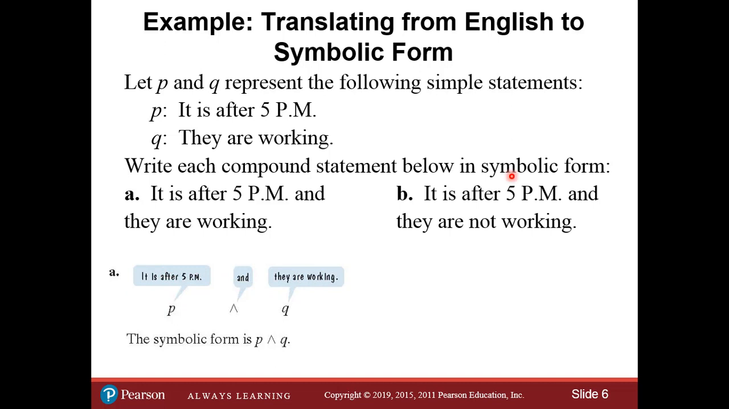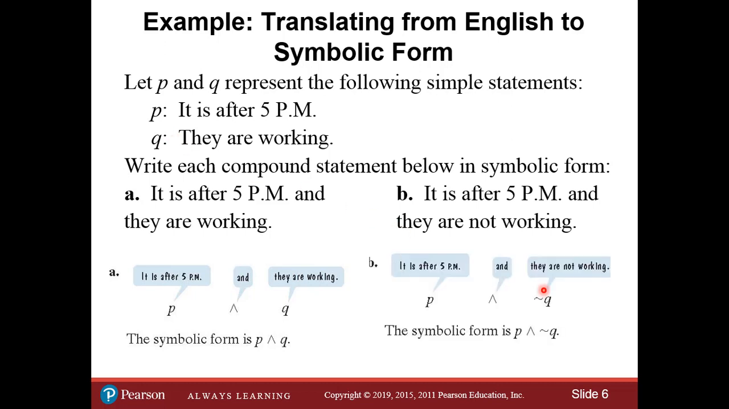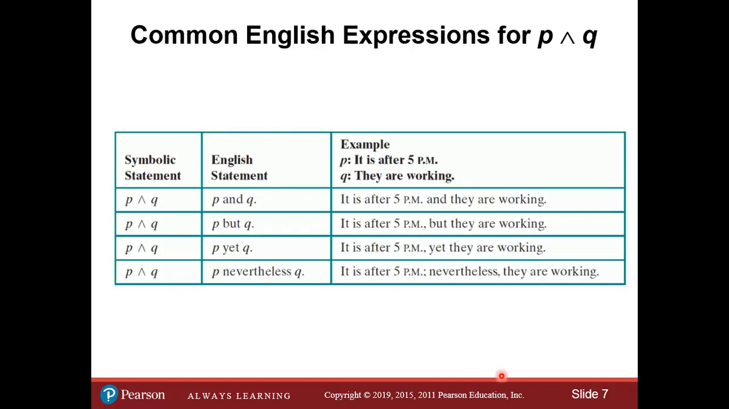Okay. Here it says it is after 5 p.m. and they're not working. Well, if Q is they are working, what is they are not working? Well, it'd be the tilde Q, it'd be the negation. So if we put all this together, this is what we come up with. So here's the symbolic form. So these are the different types. We have P and Q, so these are all P and Q.